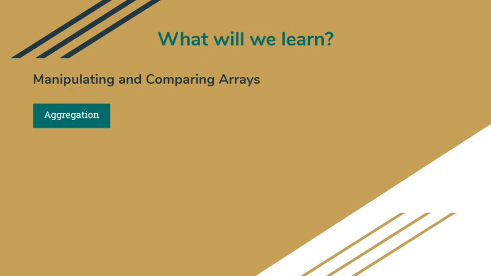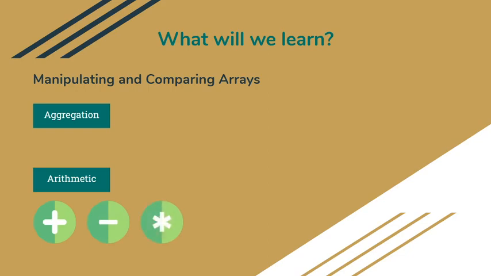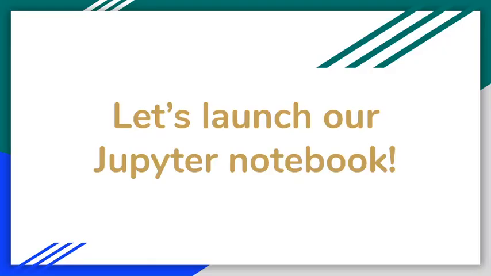Now I will tell you what aggregation is when we start learning. But just a reminder, in the previous video we learnt about arithmetic. We learnt how to add different arrays together, subtract, times, which was represented by an asterisk, the usual Python symbol, divide, use modulo, and also find the power. So without wasting any more time, let's launch our Jupyter notebook.